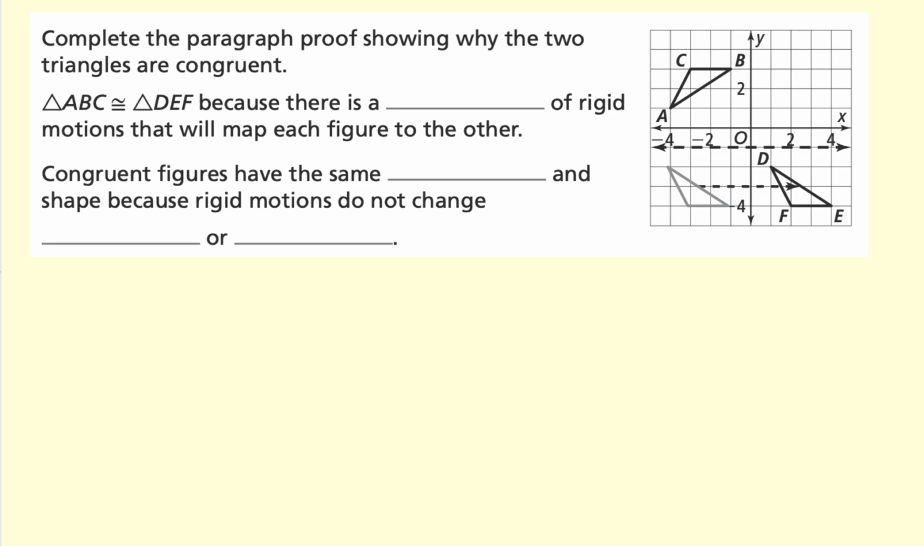So let's complete the paragraph proof showing why two triangles are congruent. These two triangles are congruent because there is a composition. Composition is more than one. Composition of rigid motions that will map each figure to the other. Congruent figures have the same size and shape because rigid motion does not change angle measure or side measure.